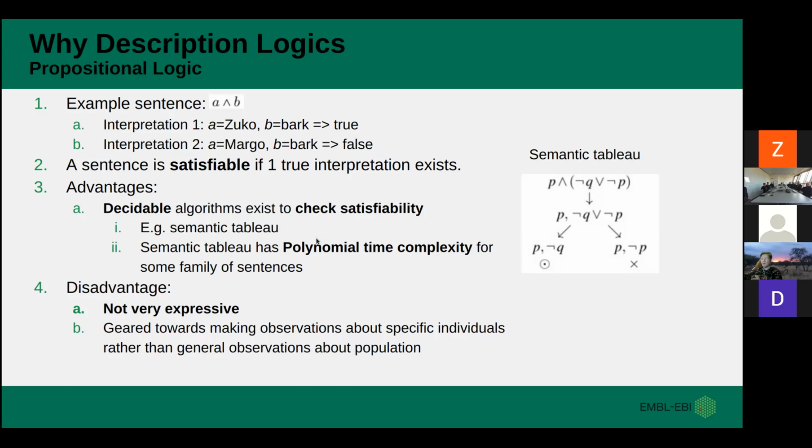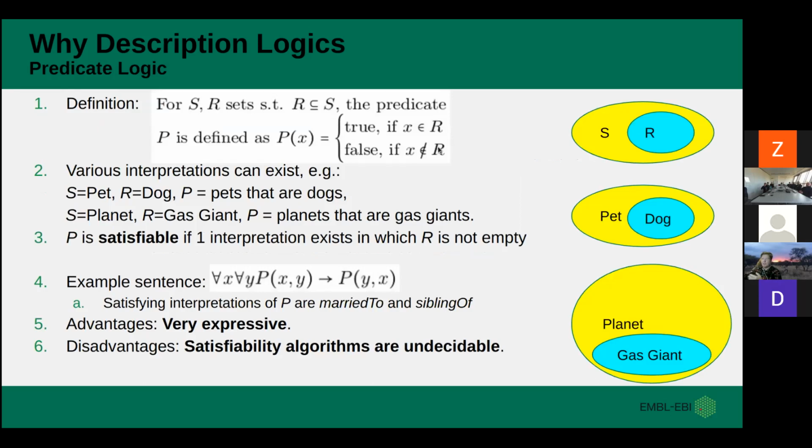You have to talk about a specific dog called Zuko. You have to talk about a specific behavior, bark. You can't talk of the set of dogs, for instance. And that is where predicate logic comes in, because with predicate logic, you can start making statements about sets of individuals.